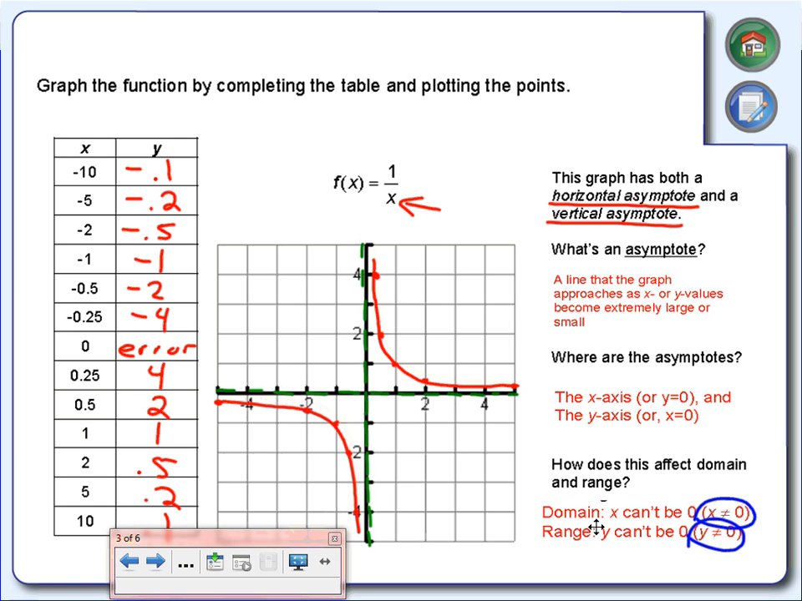All right, so again, these are the domain and range. Everything except for 0 for the x, everything except for 0 on the y. Now again, this is only for our parent function. That will be changing here in a little while.